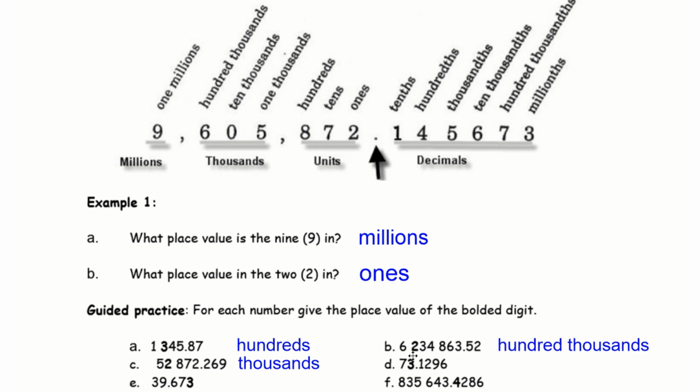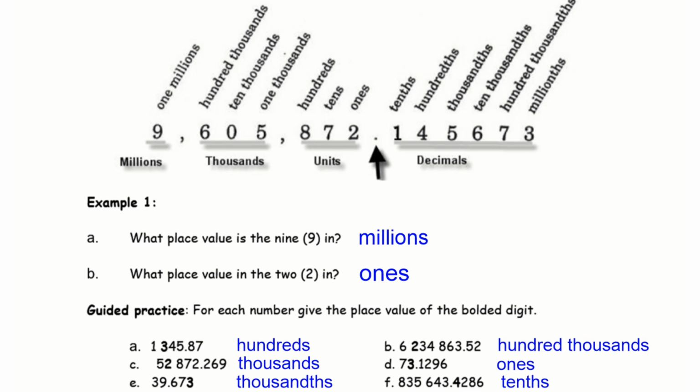This one, from the decimal to the left, is ones. So the place value of 3 is ones. This one after the decimal starts from tenths, hundredths, thousandths. So it's thousandths. And this one after the decimal starts with tenths. So it's tenths. So this is the place value.